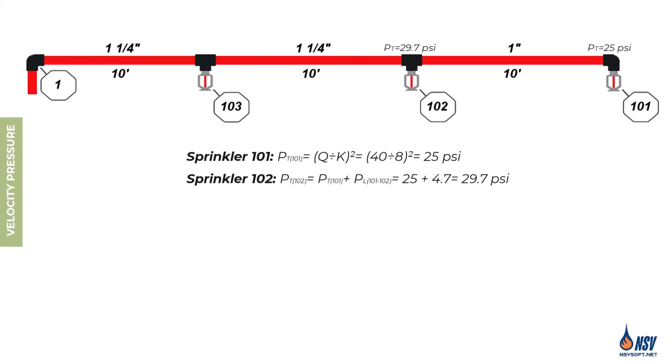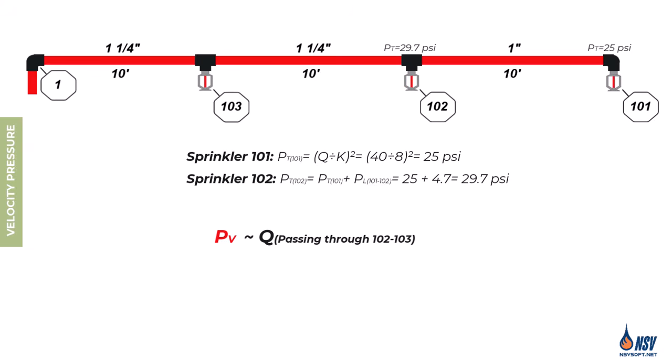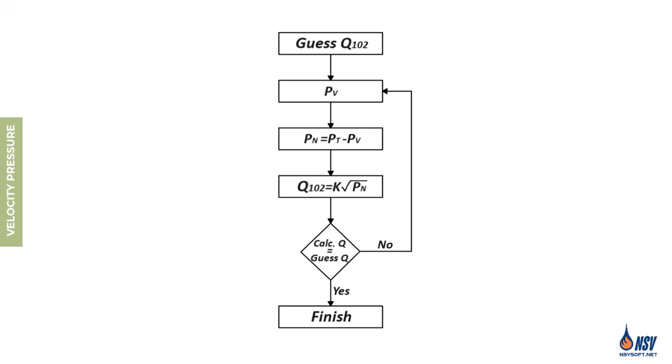Now, using the Hazen-Williams formula, we can calculate the total pressure at node 102. Since for this sprinkler only the normal pressure is responsible for the discharge, we must first determine the velocity pressure and then subtract it from the total pressure to obtain the normal pressure. On the other hand, since the velocity pressure at this node depends on the flow passing through the pipe between nodes 102 and 103, and that flow is the combined discharge of sprinklers 101 and 102, the calculations become a little more complex. To solve this, we start by guessing a flow for sprinkler 102.